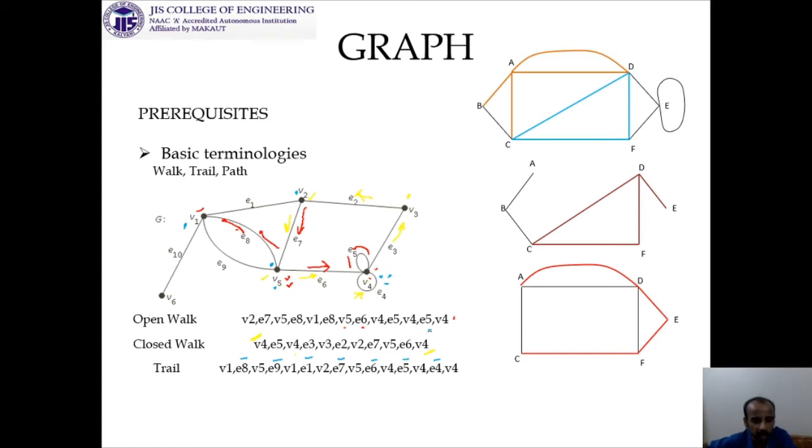Then we are taking another sequence. It is V2, E7, V5, E6, V4, E3, V3. It is starting from V2. So this is our V2, then E7, V5, then E6, V4, then E3, V3. So what you are getting? Something like this one.